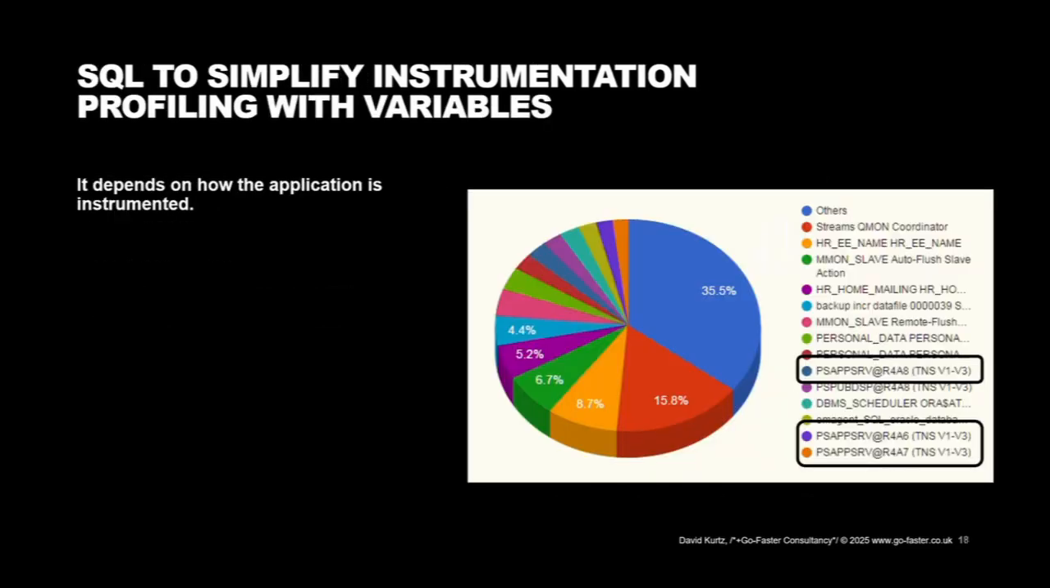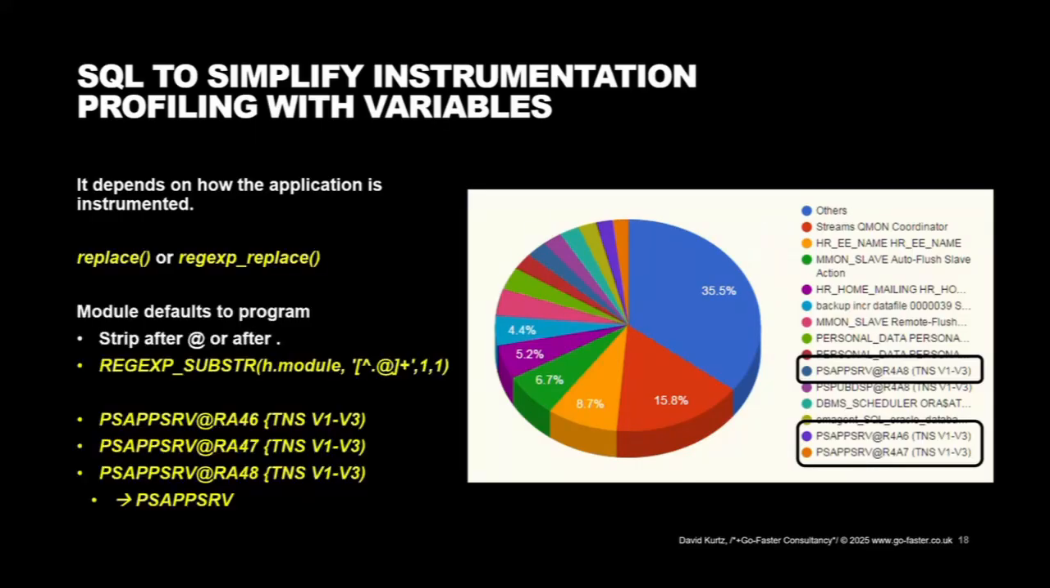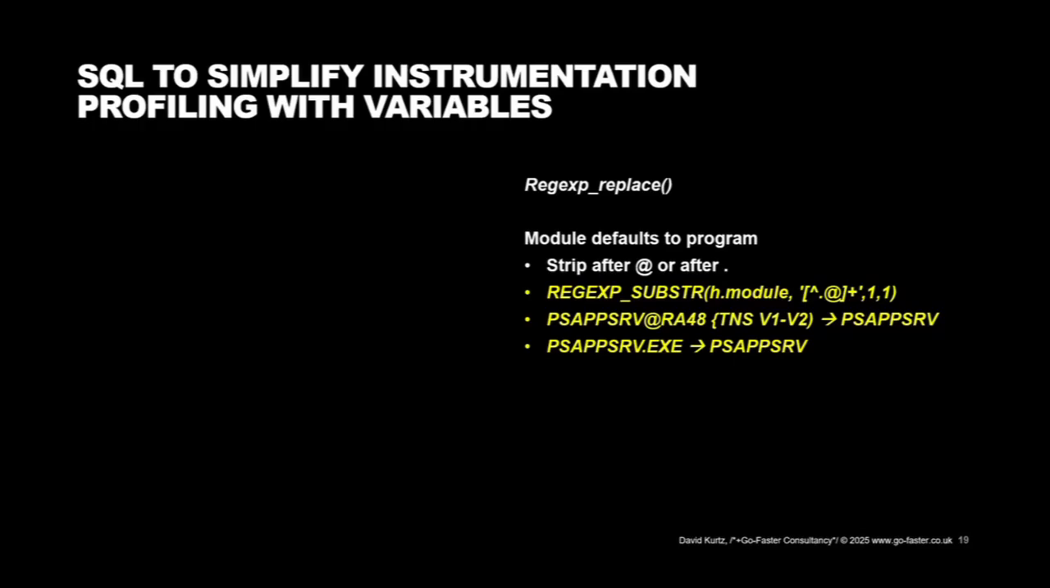Sometimes you've got to simplify what's recorded. So here I've got 3 entries for PSAPPSRV, on different physical machines, so you might want to strip this stuff out when you calculate the profiles. And this is where regular expression replace becomes your friend. So you might want to strip from the dot or the at onwards. If the app servers are on Windows, we get this .exe, and if it's on Unix, we get at machine name. So I want to strip them both off and just have PSAPPSRV.